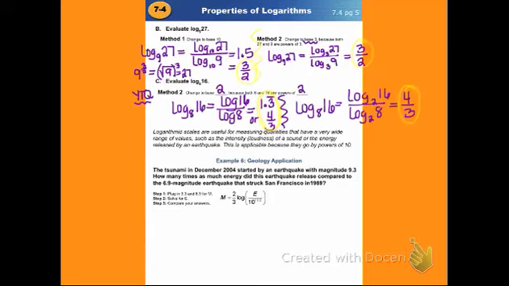So we're going to be looking at an application that's related to the tsunami that occurred in December of 2004. The tsunami in December 2004 was started by an earthquake with a magnitude of 9.3. And the question is, how many times as much energy did this earthquake release compared to the 6.9 magnitude earthquake that struck San Francisco in 1989?